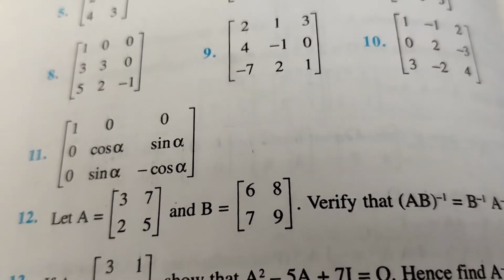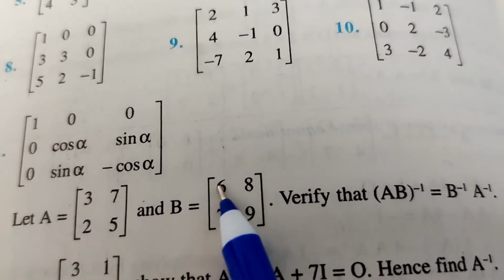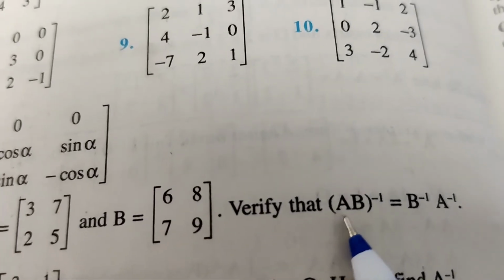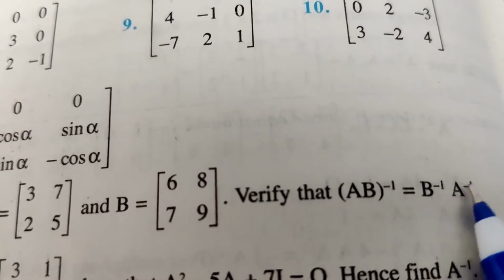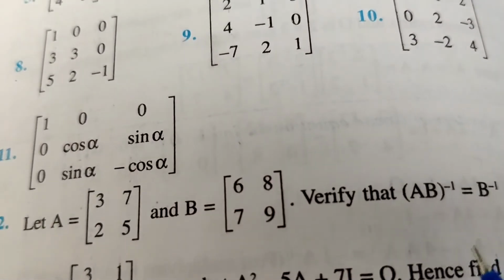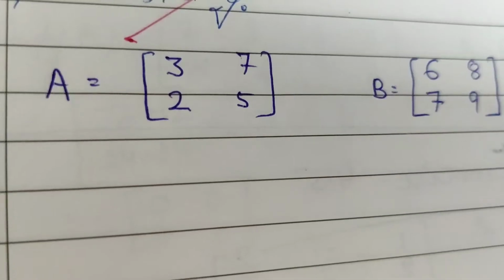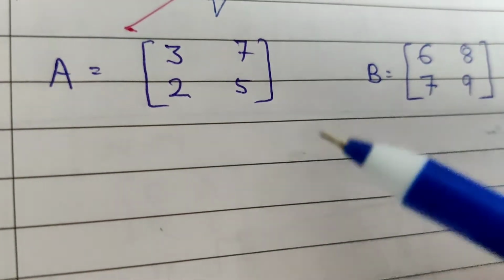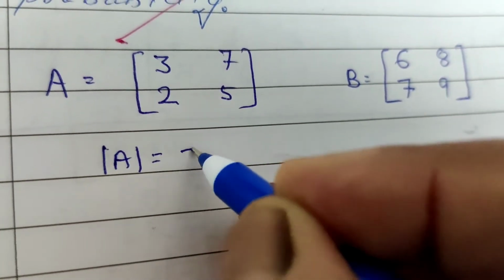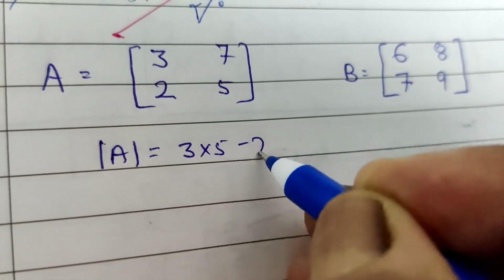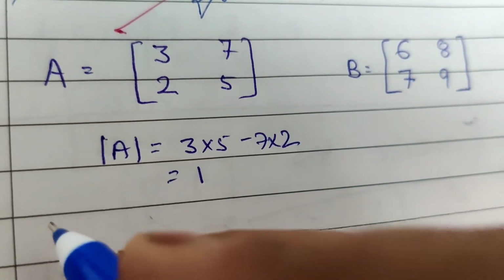Question number 12. Let A equal to matrix 3 2 7 5 and B equal to 6 7 8 9. Verify that inverse of AB equals inverse of B into inverse of A. First we have to find the inverse of these two matrices. For finding the A inverse, first we have to find the determinant of A. Determinant of A is 3 into 5 minus 7 into 2. It is 1.